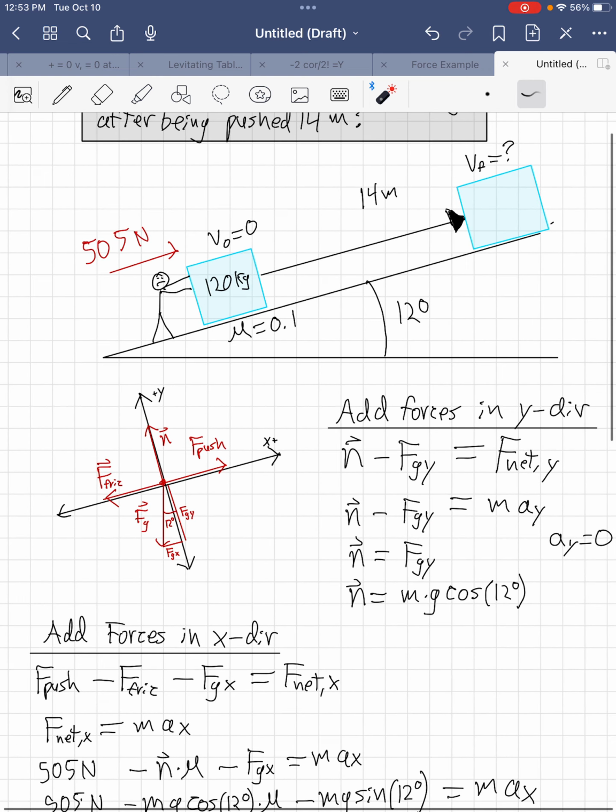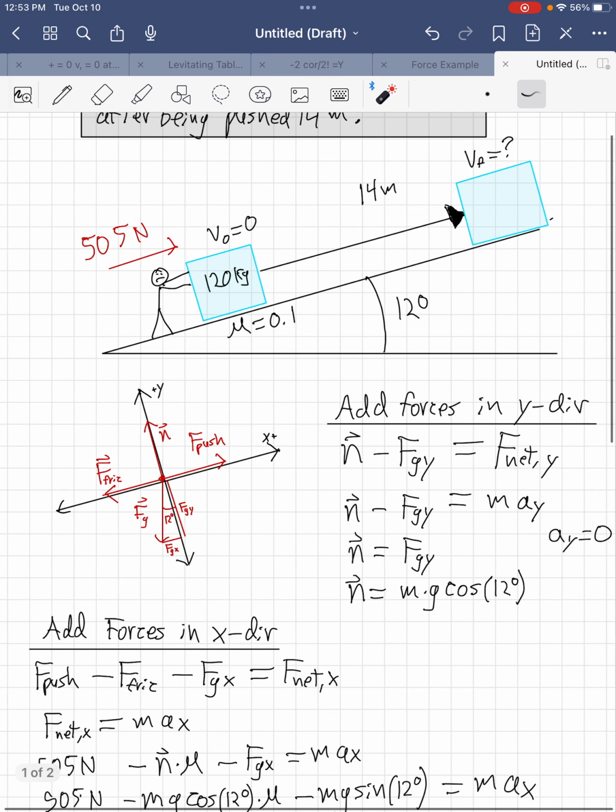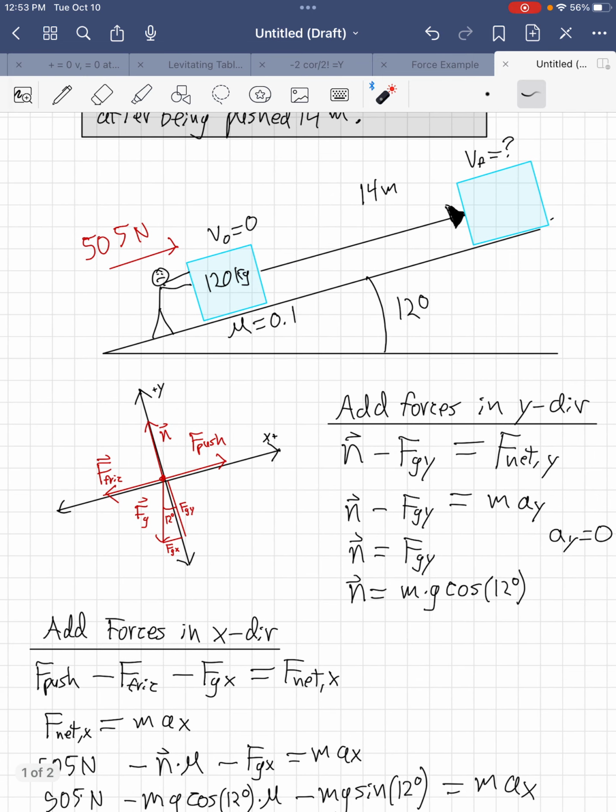And in this problem, the block is staying on the surface. It's not going under the surface, or being pulled off the surface. So you can infer that the acceleration in the y direction is 0. So the net force in the y direction must be 0, and therefore the normal force is just going to be equal to the y component of gravity here.